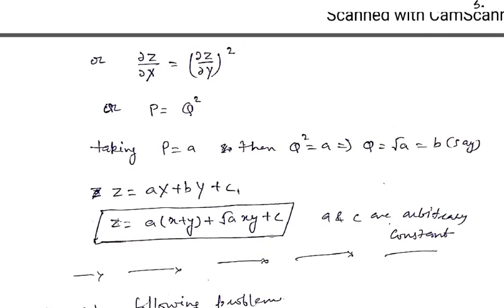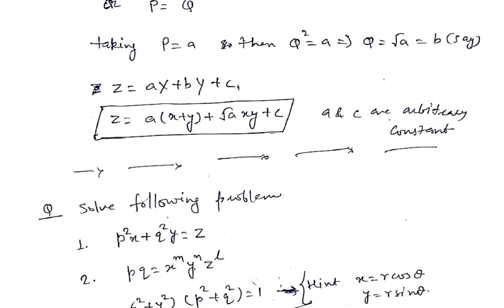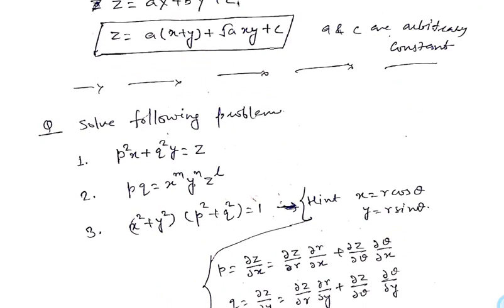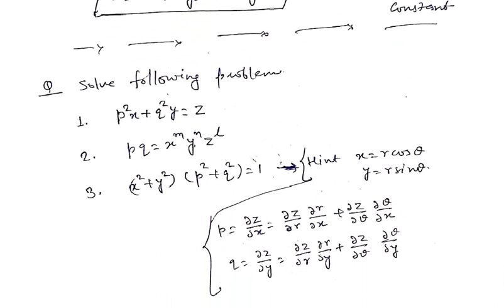And its solution is given by Z is equals to AX plus BY plus C. Capital X is x plus y, capital Y is x into y. So Z is equals to A into x plus y plus root A into xy plus C. Here A and C are arbitrary constants. So these are some problems for solving. So that's all about the first standard form, when the given equation is in terms of P and Q only. Thank you.